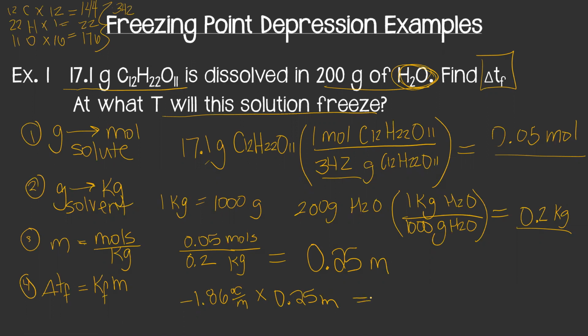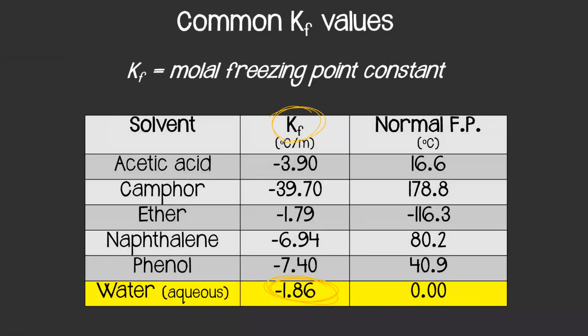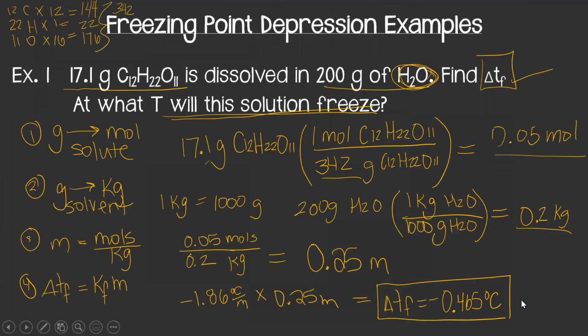I'm going to be left with degrees Celsius, and that's what I want. So doing this math, I find that delta TF is equal to negative 0.465 degrees Celsius, or you could round that to 0.47. So that takes care of this. But it still asks me, what will the new freezing point be? So going back once again, I'm looking at water. The normal freezing point is 0 degrees Celsius. So I'm just going to write that as a note so I know. I'm going to put normal is 0 degrees Celsius.